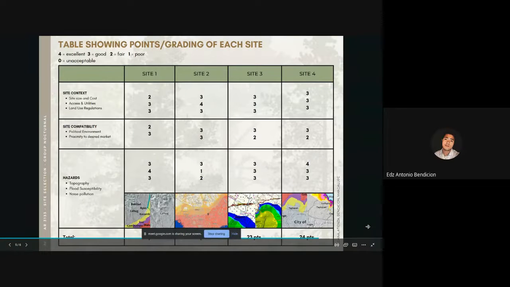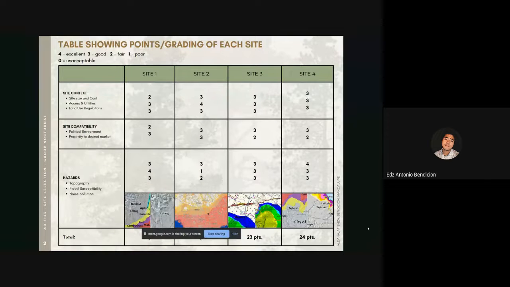So for the table showing points or grading of each site, we graded each site from 0 to 4, with 4 being excellent and 0 being unacceptable. So for site one, the total score is 23 points, which is the total of the site context having 2, 3, 3. The site compatibility is scoring 2 and 3, and the hazards as 3, 4, 3.